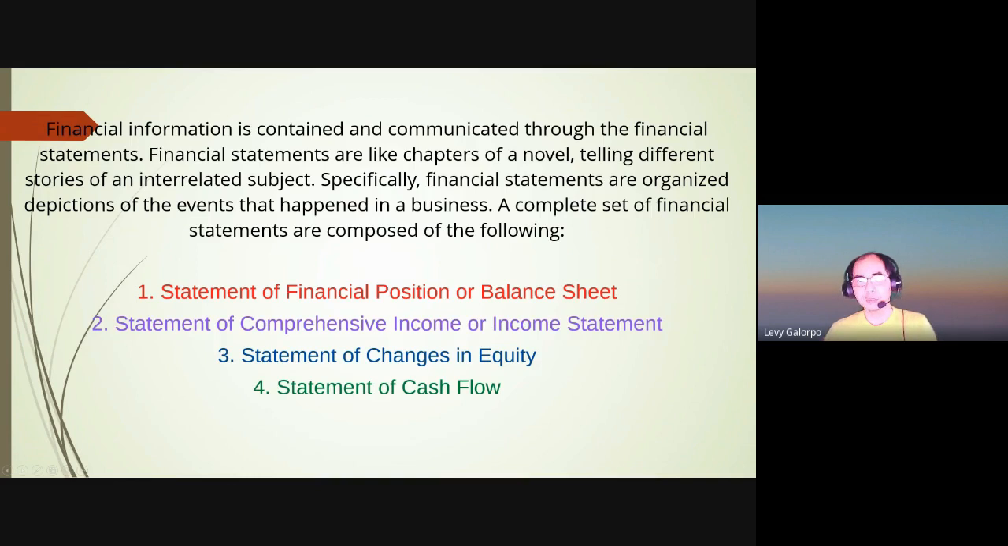So, a complete set of financial statements are composed of the following. The first one is the statement of financial position or balance sheet. The second one, the statement of comprehensive income or income statement. The third one, the statement of changes in equity. And the fourth one, the statement of cash flow. So lahat ito ay madidiscuss natin during our entire course. Okay, but now let us focus first on the statement of financial position or the balance sheet.